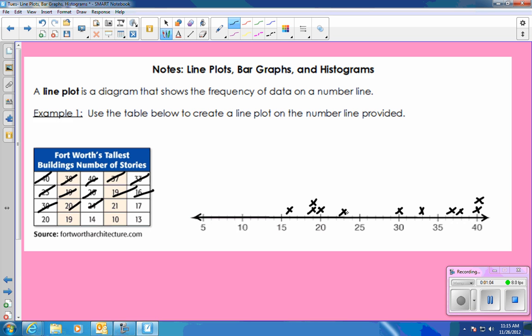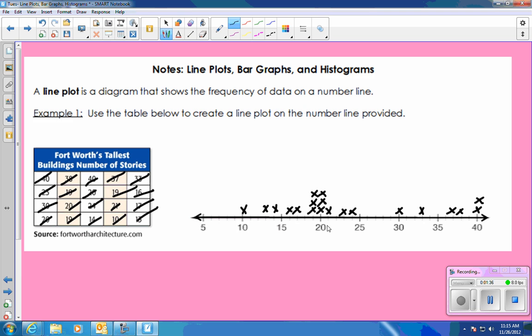20 and 24, 21 and 17, 20 and 19, sorry, 14 and 10, and 13. So here's 14, 13, and 10.